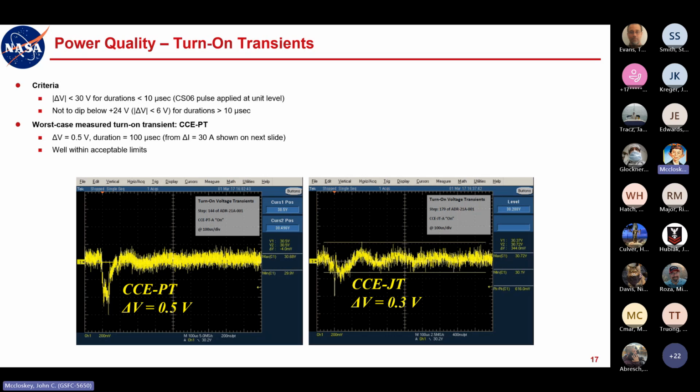And that was from a very sizable current. We knew from unit level testing that this was likely to be the worst case transient because the delta I was 30 amps, and that's what's on the next slide. So turn on transients, not a problem on the JWST power bus. And again, we took these plots for every unit that we turned on, and this was by far the worst case. Most of them were very benign.